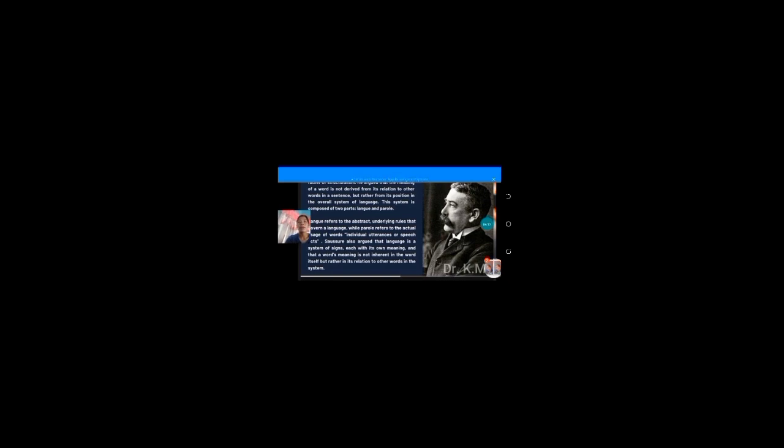This system is composed of two parts, langue and parole. Langue refers to the abstract underlying rules that govern a language, while parole refers to the actual usage of words, individual utterances, or speech acts. Saussure also argued that language is a system of signs, each with its own meaning, and that a word's meaning is not inherent in the word itself, but rather in its relation to other words in the system. Generativism is a school of linguistics that emphasizes the role of grammar in language.